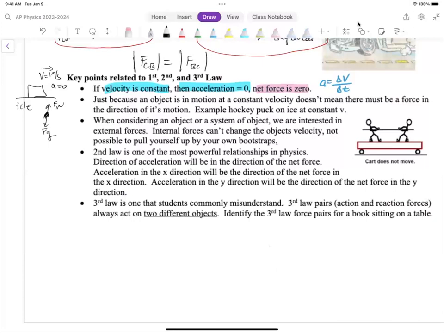A lot of people will try to tell me there's a force to the right and it's a force applied, and that is not the case. There's nobody's hand, there's no stick. So once again, just because it's traveling with a constant velocity does not mean there's a force applied on it.